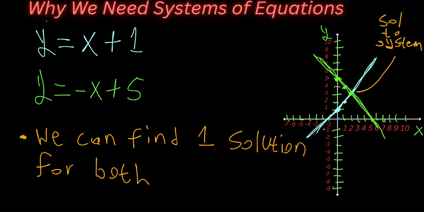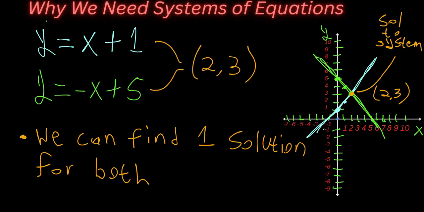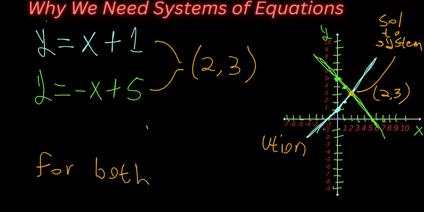Well, this point right here, let's define that point. We'll mark it: the point (2, 3). This defines the solution to the system. So both of these can be solved with (2, 3). Okay? So let's erase this and let's consider that a bit more. What does that mean?